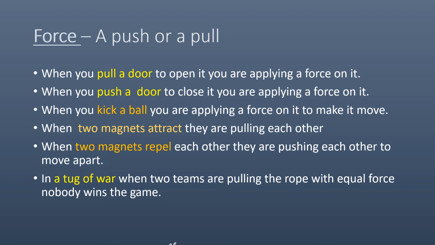Now, what is happening when two magnets are attracting? When two magnets are attracting, their poles are pulling each other. That's why they are moving closer. And if two magnets are repelling, they are pushing each other. The poles are pushing each other to move apart.